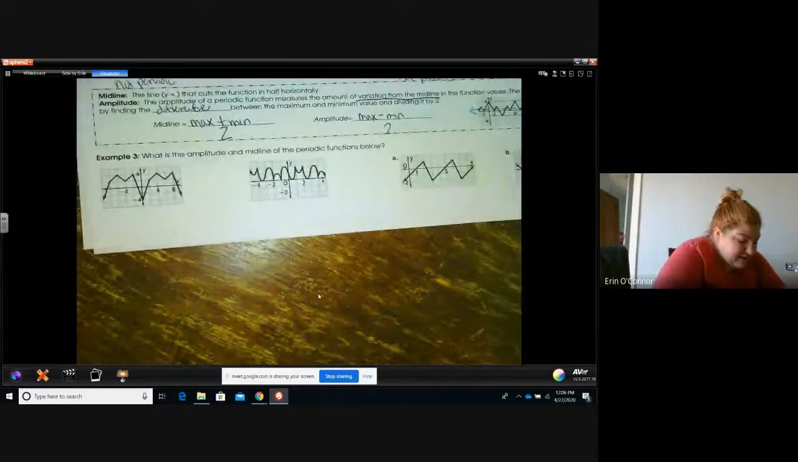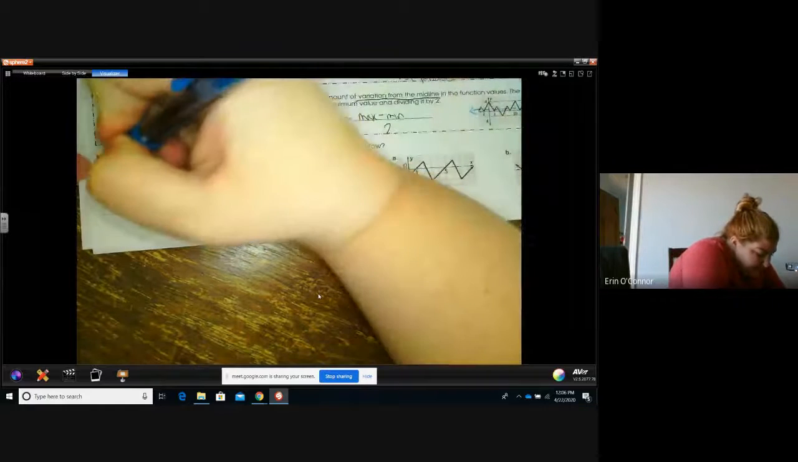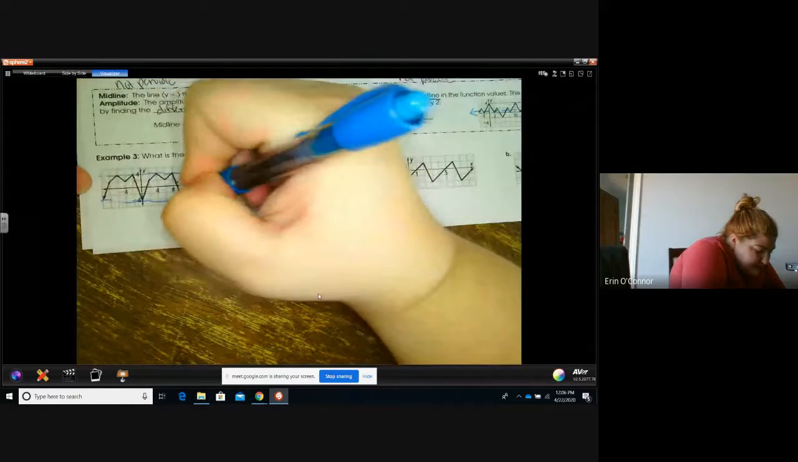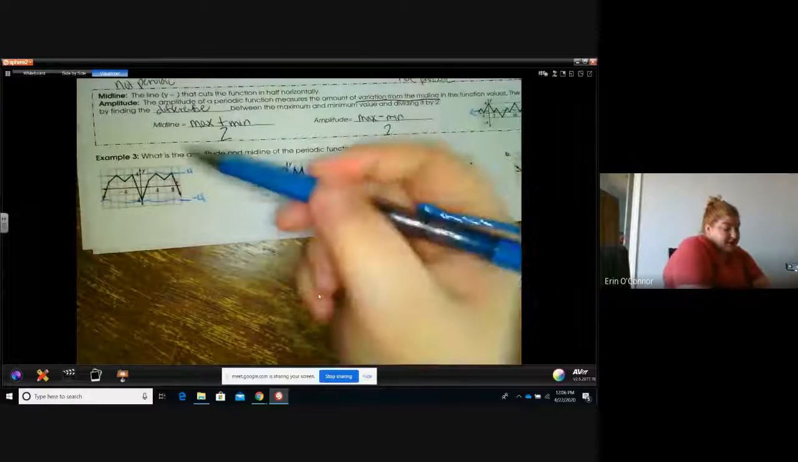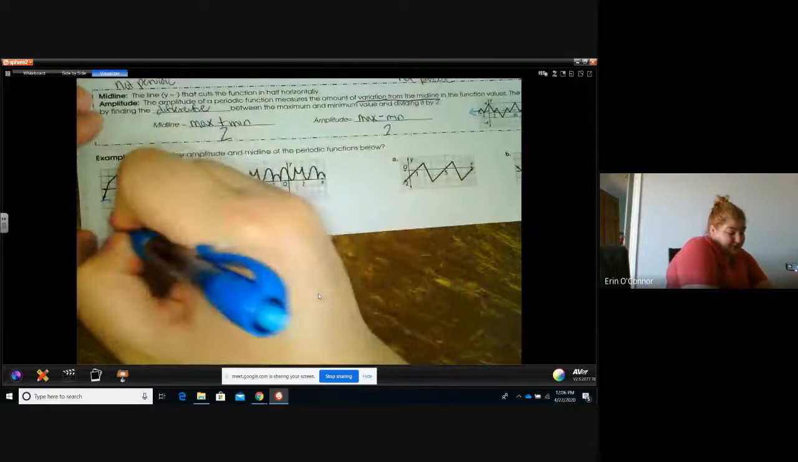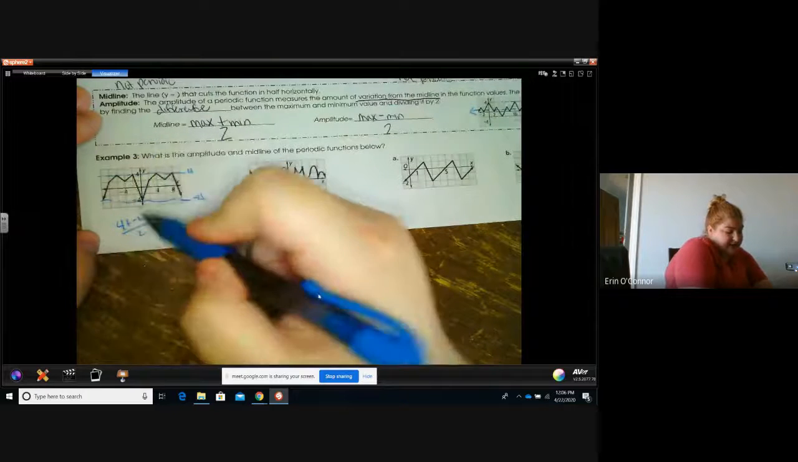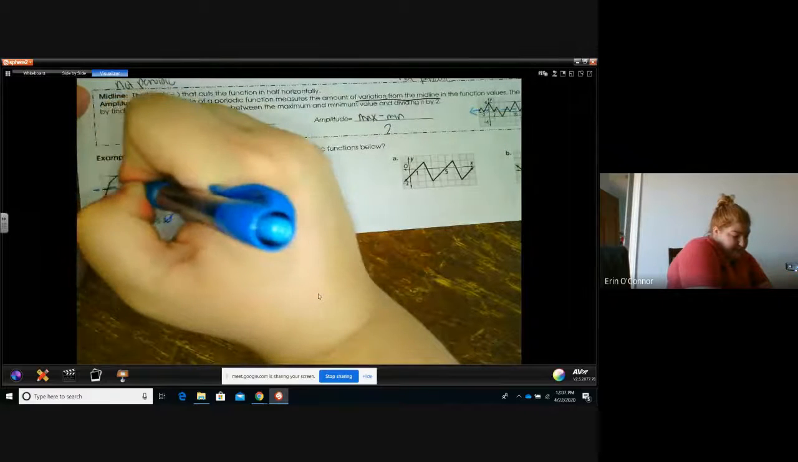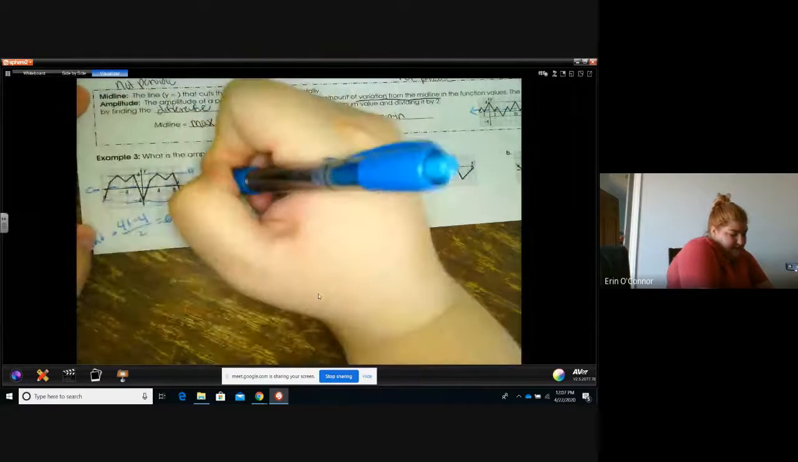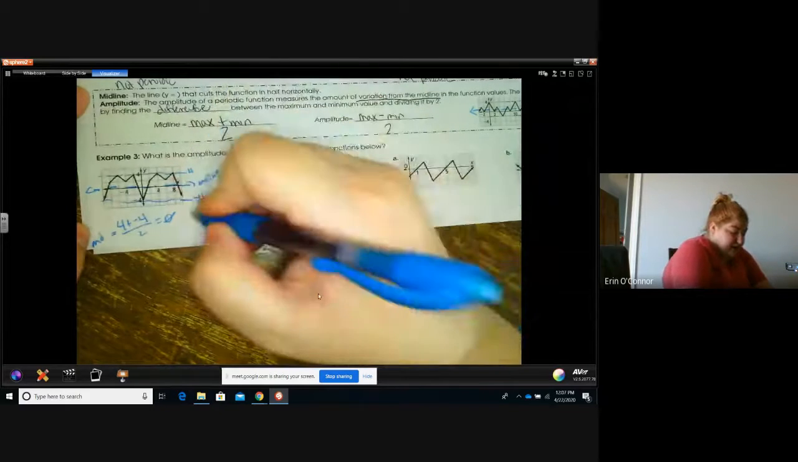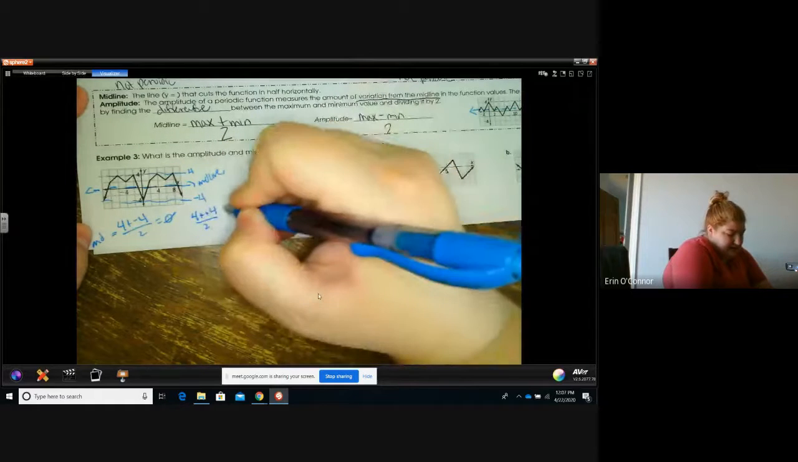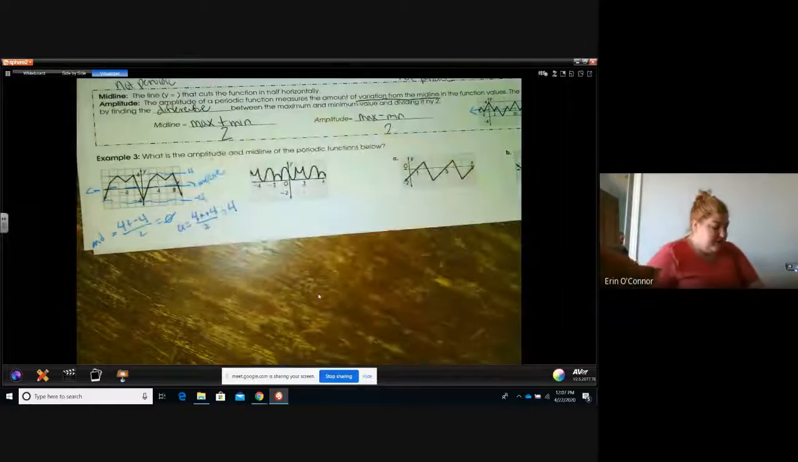Okay. So what is the amplitude and midline of the periodic functions below? So let's see. The maximum here is 4, and the minimum here is -4. So if we add those and divide by 2, so 4 plus -4 divided by 2, that's 0 divided by 2, or 0. That gives you your midline, which is at 0. And then if you subtract them, 4 minus -4 divided by 2, you get 8 divided by 2, which is 4. And that is your amplitude.